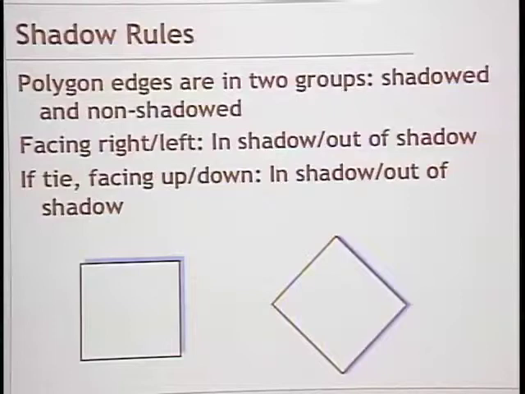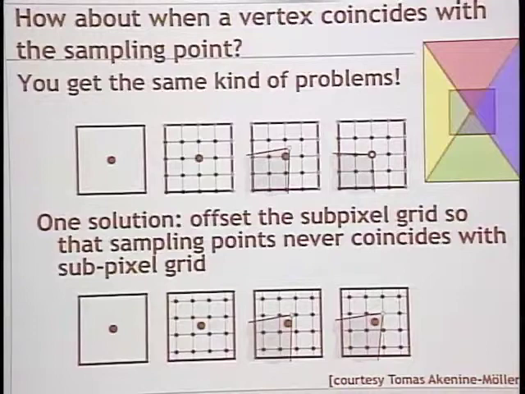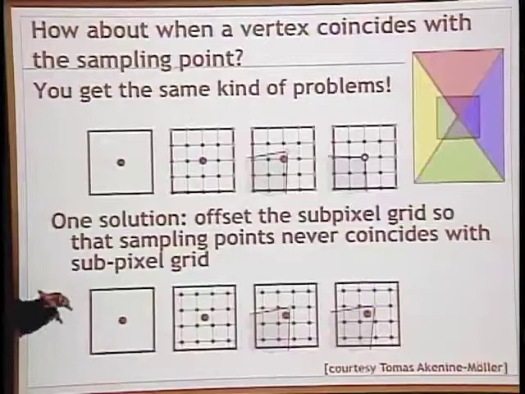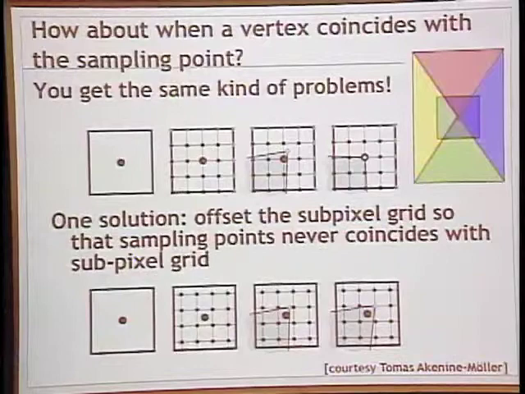Okay, so if you're doing these subpixel grid things, and you have this problem of one vertex on a point, then that's a tough thing to deal with. You have to worry about special rules for that particular point. So one thing you can do is if you use a subpixel grid, then you sort of shift the grid. So you make sure that a sampling point is never on the grid, and then you're never going to have this problem. So it's kind of a neat trick there.